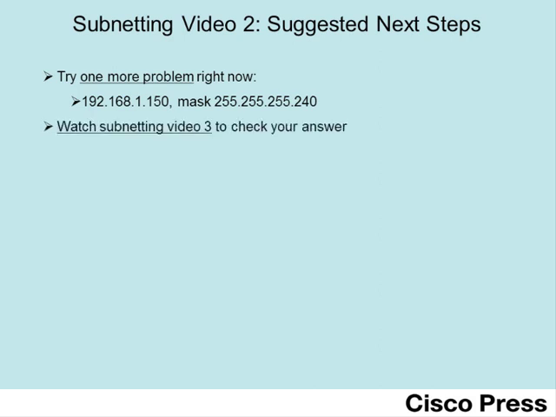So, what next? Well, go ahead and on some scratch paper, try one more problem right now to practice the process. IP address 192.168.1.150 with mask 255.255.255.240. Then you can watch subnetting video 3 and see that problem worked out with this same process, once again to check the process to see that you're doing it the way we intended.